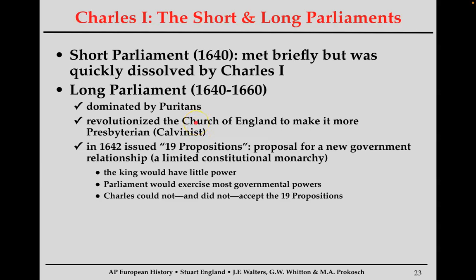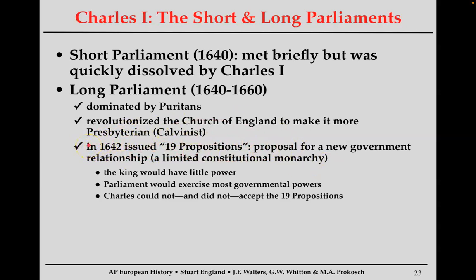So they are landed gentry, so they owned a ton of land in England, they are very wealthy, and they generally were Puritans. So their goal was to make this Church of England more Calvinist, more Presbyterian. We know that. That's no surprise to us. And this is really the key. This is going to basically be the straw that breaks the camel's back here.